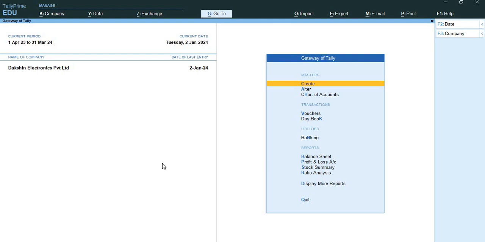For example, Dakshin Electronics Private Limited is making payment for advertising services to MMADD agency. So in such a case, Dakshin Electronics Private Limited needs to deduct TDS before making a payment to MMADD agency, which is the source of income.